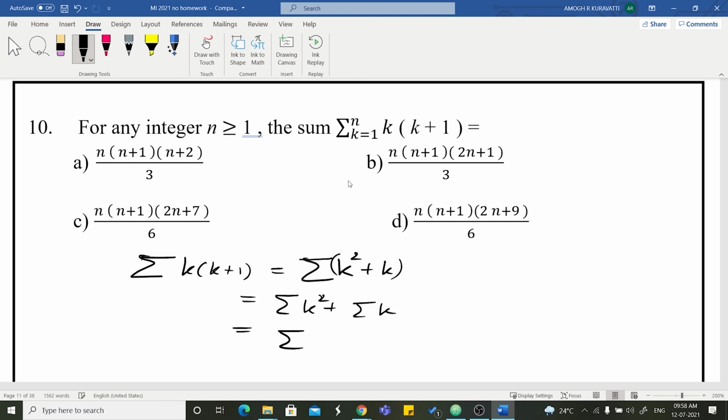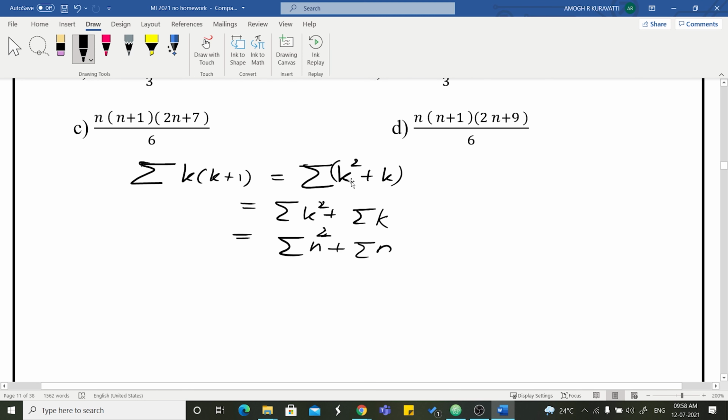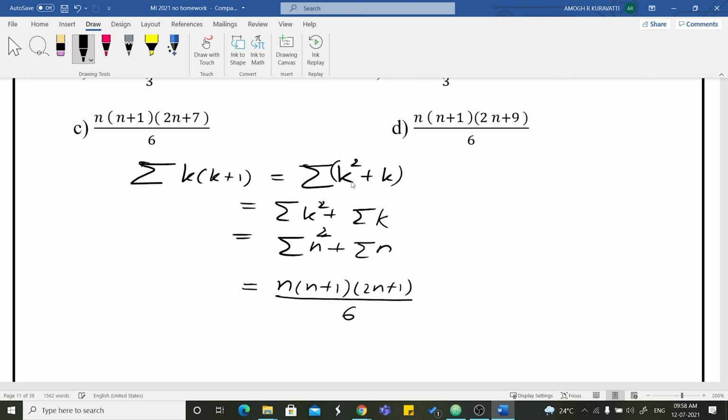So sigma k is equal to 1 to n. Put k is equal to n because all options are in terms of n. So replace k by n. That is sigma n square plus sigma n. Then what is the value of sigma n square? Remember, sigma n square is nothing but the sum of squares of n terms of the series, that is n into n plus 1 into 2n plus 1 divided by 6. Sigma n is n into n plus 1 divided by 2.